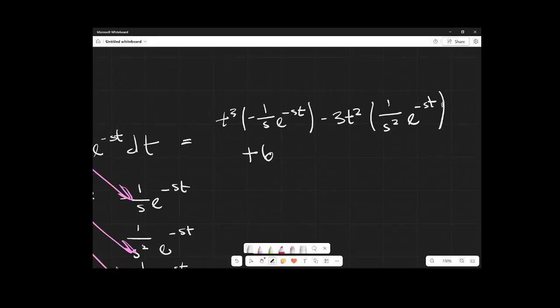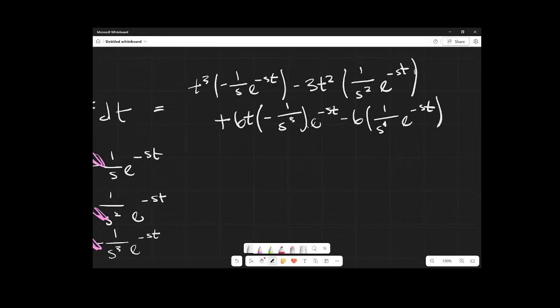Plus 6t times negative 1 over s cubed e to the negative st, minus 6 times 1 over s to the fourth e to the negative st. It's kind of lengthy algebra here. I'm going to do the same thing I did in that previous problem. I'm going to switch the positions of the factors in t and the factors in s.